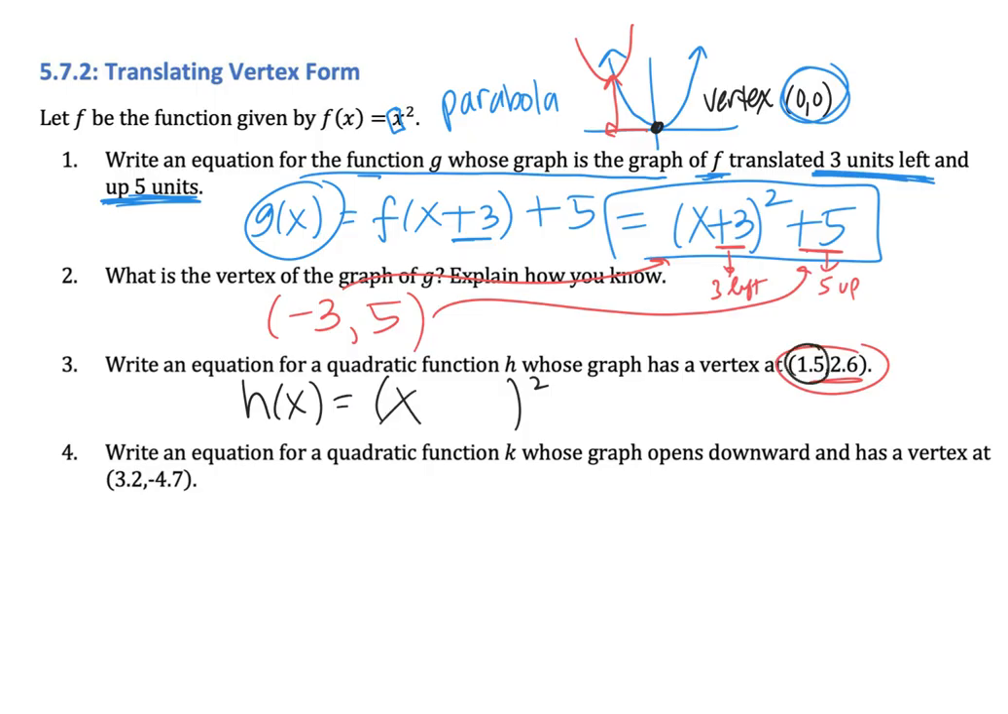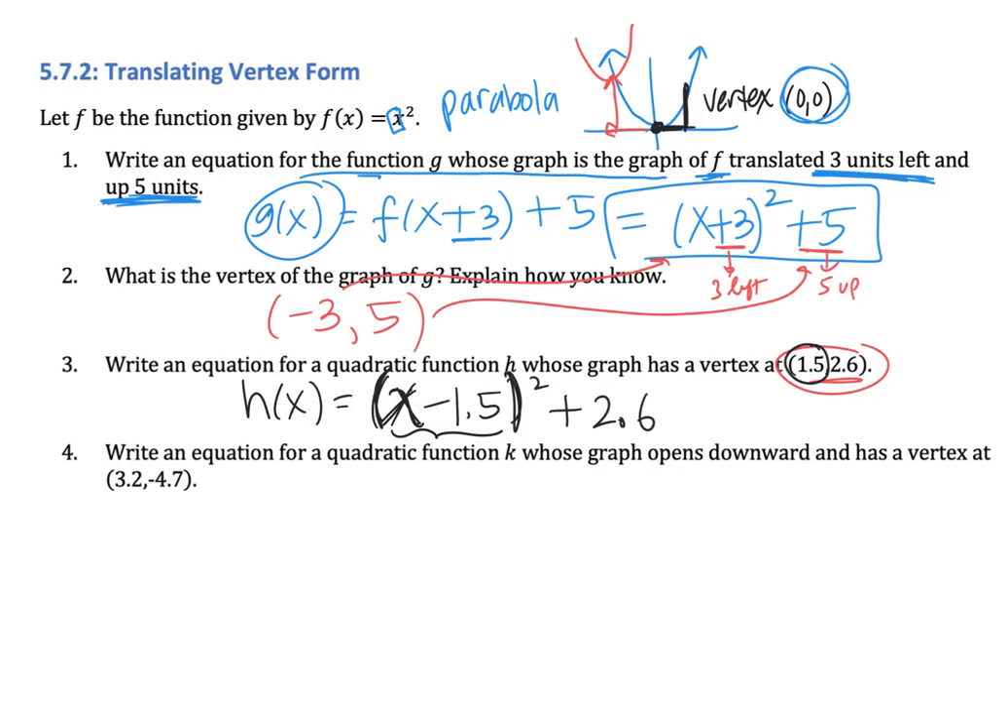So what are we doing? This is positive 1.5. So we're going to go to the right 1.5 and up 2.6. So going to the right means we have to subtract 1.5, and then going up means we need to add the 2.6. Again, the parent function, so instead of having an x, we are now translating that x to the right 1.5 units. So that's why that has to go inside here in the quantity squared.